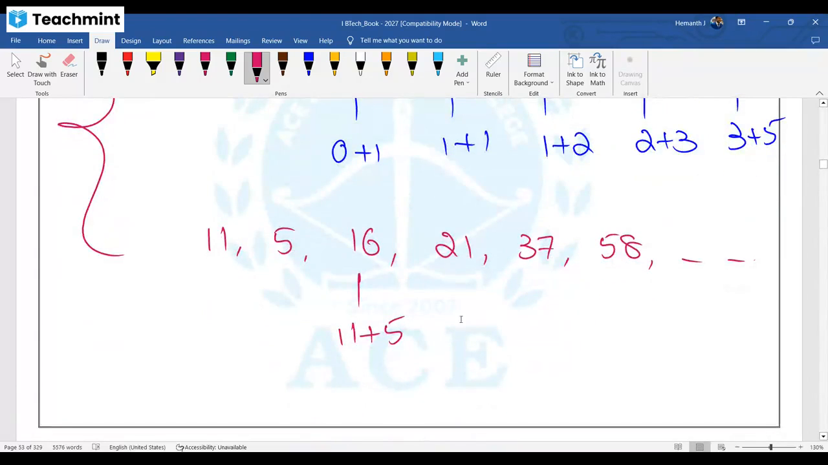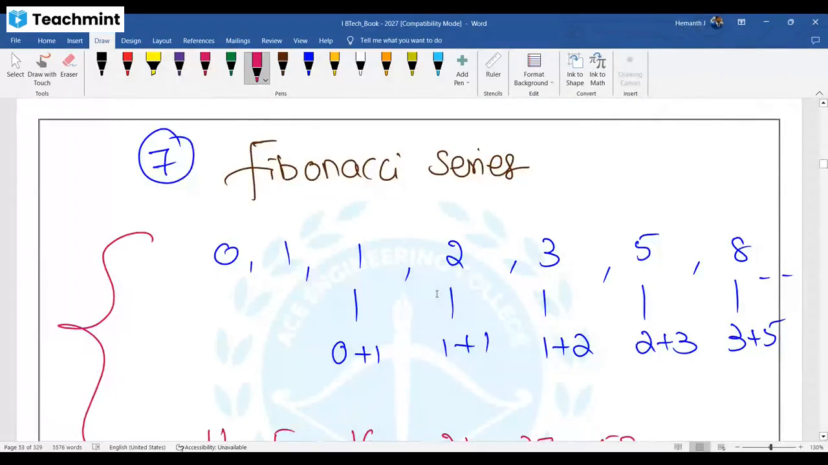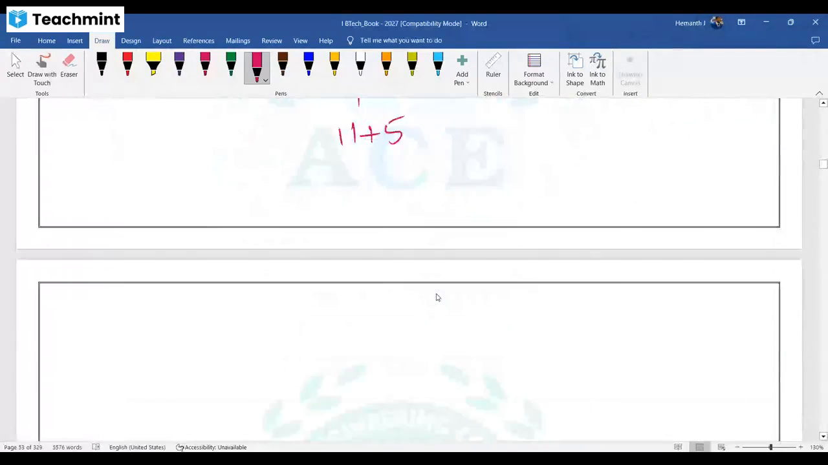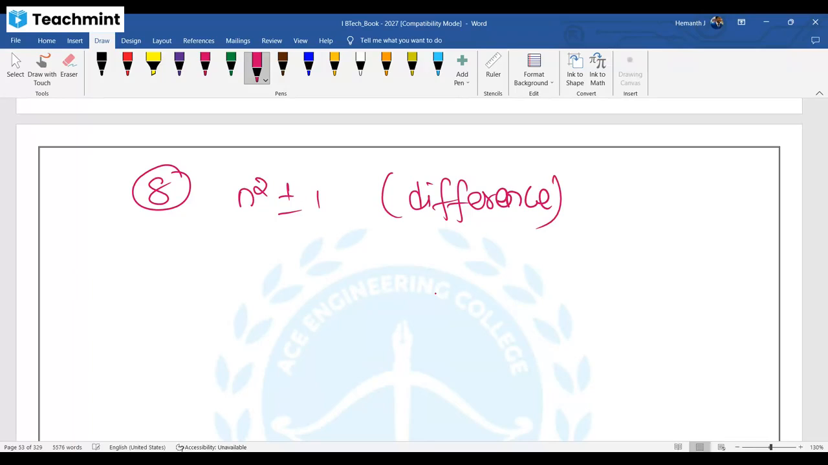Next one. Hope you are done with this Fibonacci series. So go for the next one. Next one is square plus or minus 1. Generally, this can be done by taking differences, no issues. This is easy only, not a problem. Squares logic can be done by taking differences. Square plus or minus something. Plus or minus 1 is also not required.